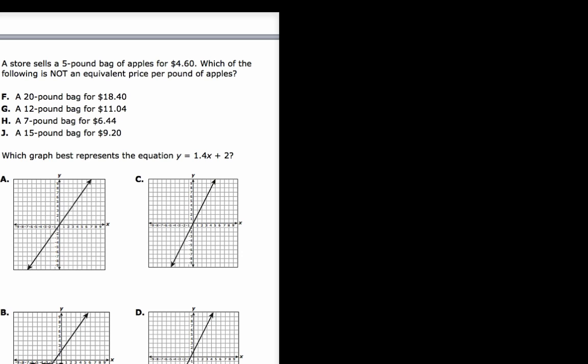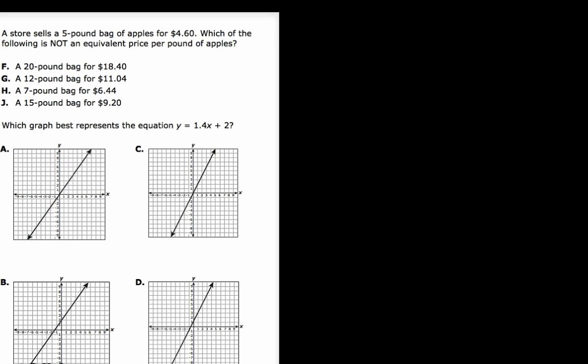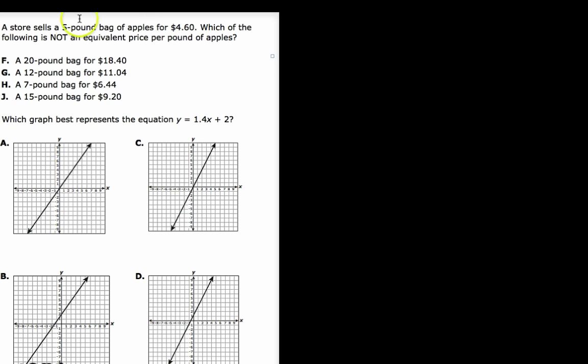So here's number 2. A store sells a 5-pound bag of apples for $4.60. Which of the following is not an equivalent price per pound of apples? So you look at F. F is a 20-pound bag for $18.40. G is a 12-pound bag for $11.04. H is a 7-pound bag for $6.44. And J is a 15-pound bag for $9.20. So pause the video and work this.